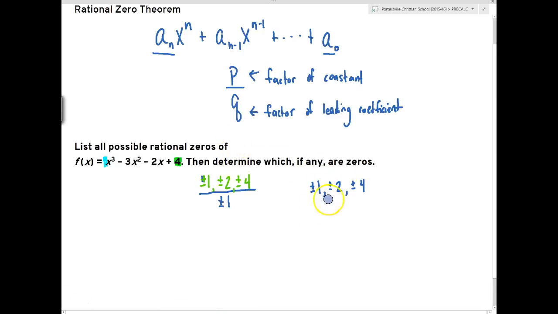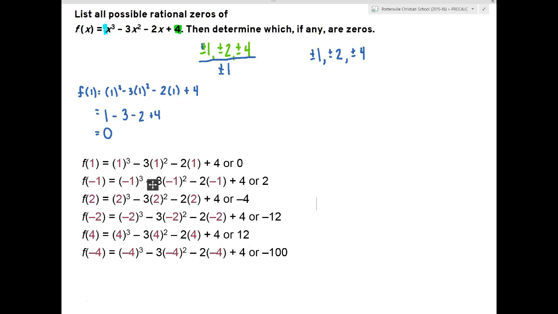One way I could determine which of these are zeros is to directly substitute each value into my f of x here. So f of 1 would be 1 cubed minus 3 times 1 squared minus 2 times 1 plus 4. That's going to give me 1 minus 3 minus 2 plus 4. 1 minus 3 is negative 2, and then negative 2 minus 2 would be negative 4, and then plus 4 would give me 0. Now, just to make this a quicker process, I'll go ahead and put the rest of the work up there so you can see that that actually ends up being our only rational zero. So our possible rational zeros were plus or minus 1, plus or minus 2, plus or minus 4, and the only zero we had here was 1, because that gave us 0.